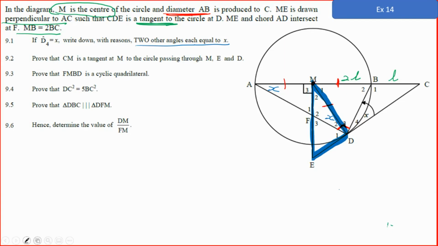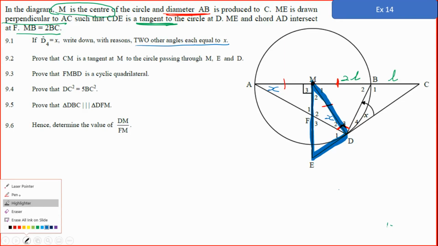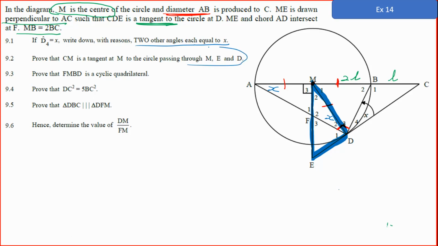All right, I think we can pick it up from there. So we want to prove that there's a circle passing through M, E, D. I highlighted that. So we need to prove one of the theorems exists, in other words, the converse.